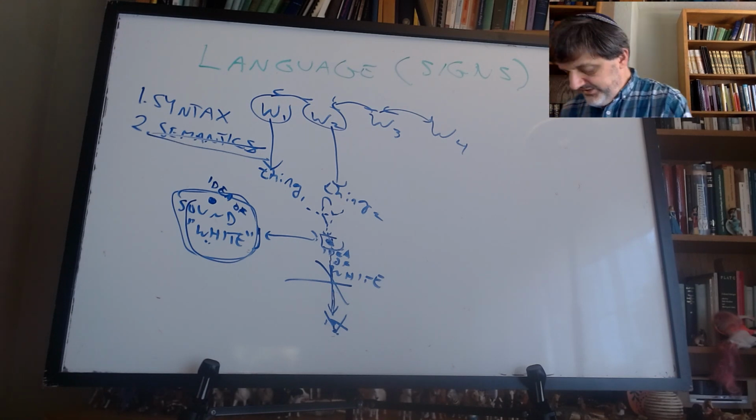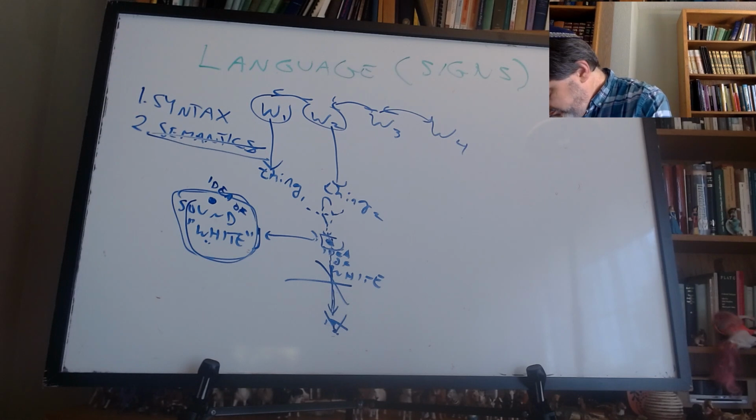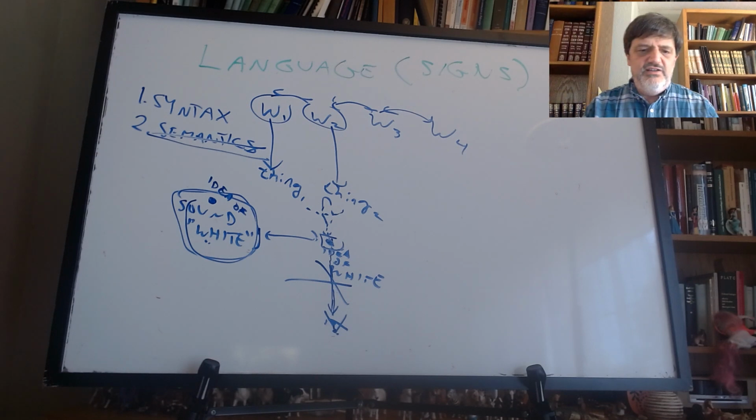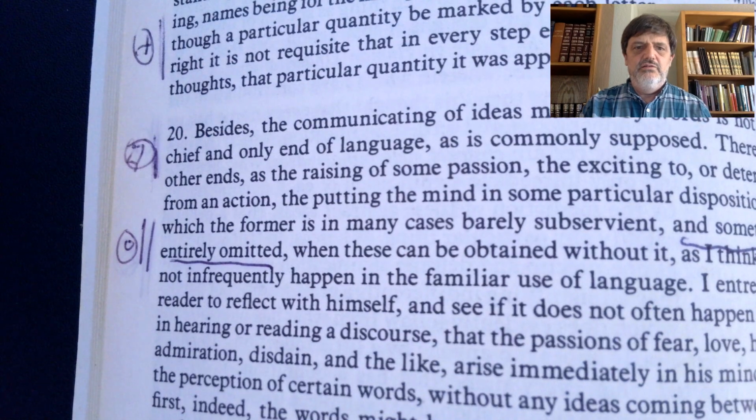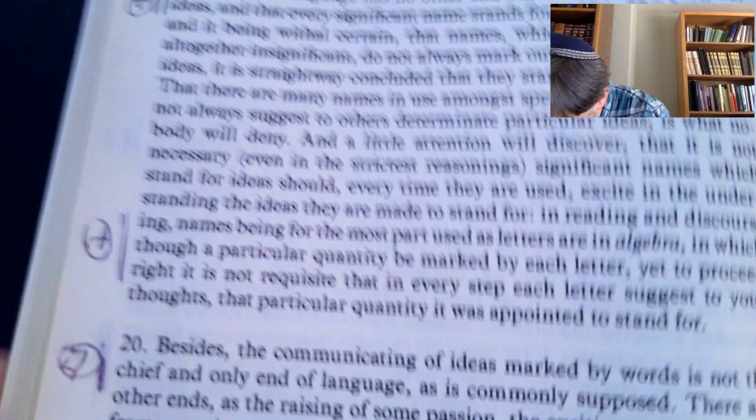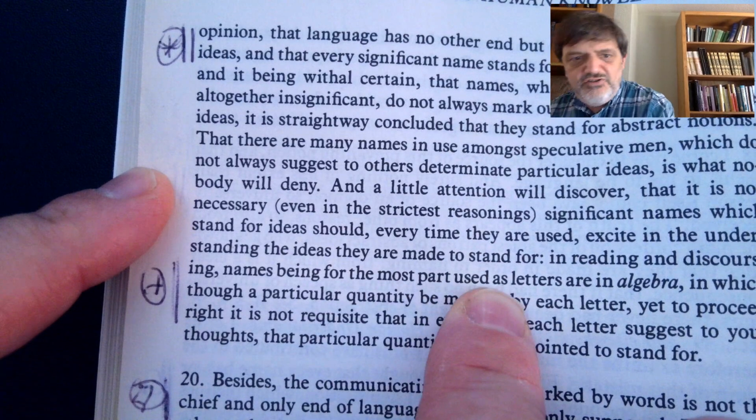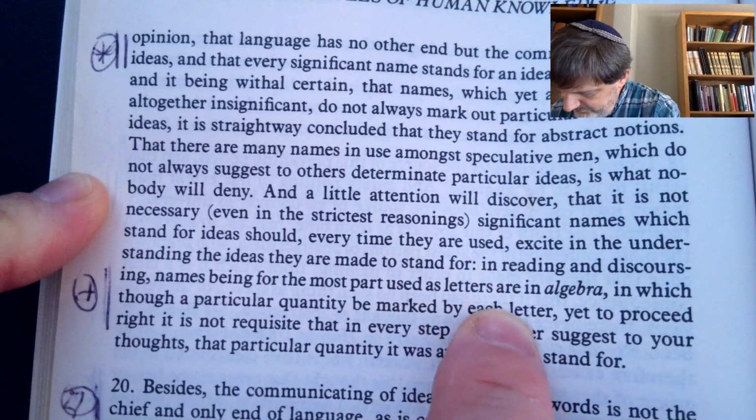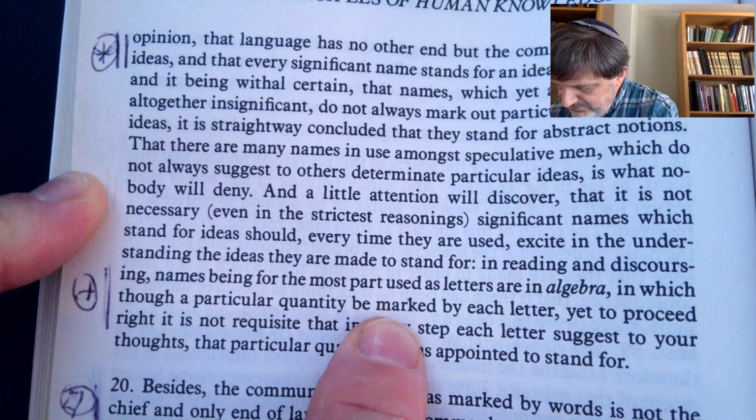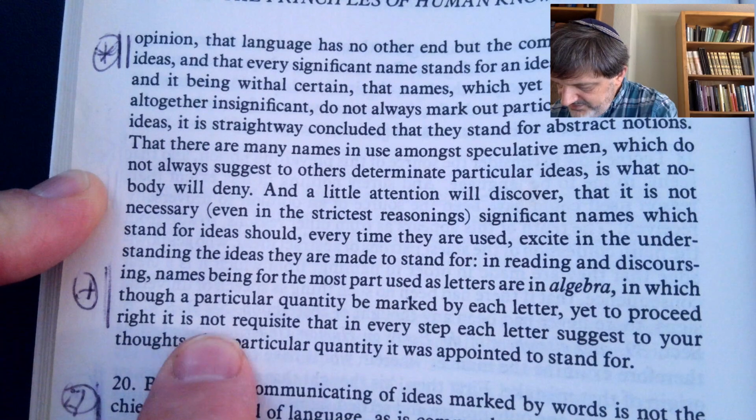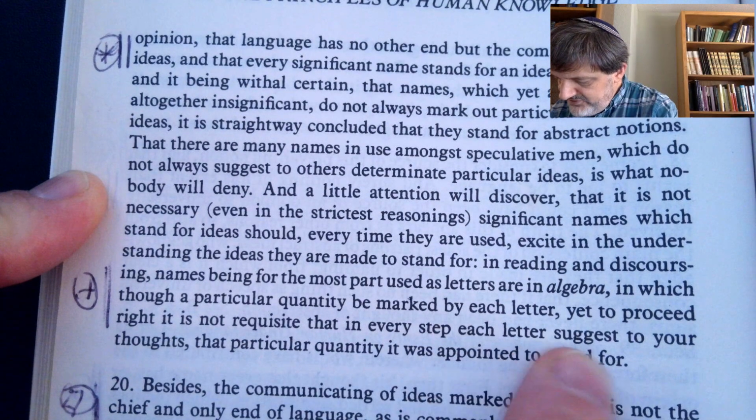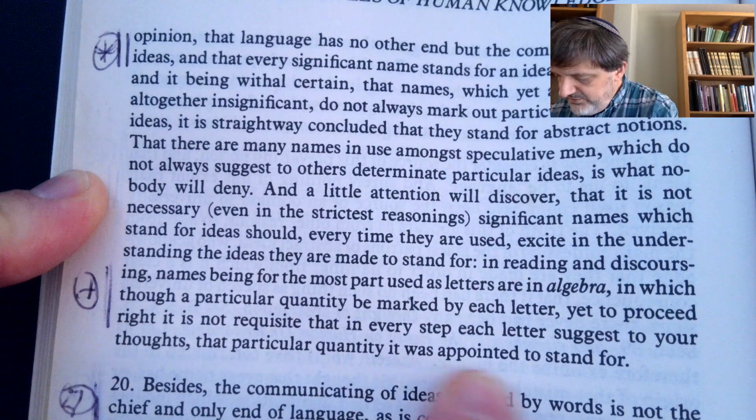So what Berkeley said about that, and this is still back in the introduction, this is section 19 in the introduction: Names being for the most part used as letters are in algebra, in which, though a particular quantity be marked by each letter, yet to proceed right, it is not requisite that in every step each letter suggests to your thoughts that particular quantity it was appointed to stand for.